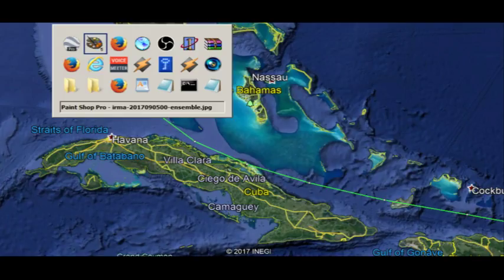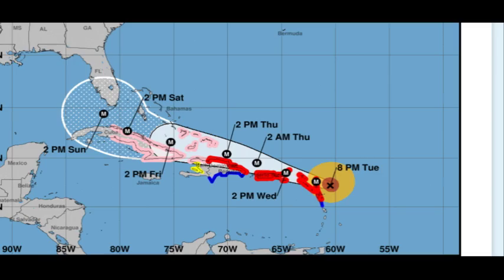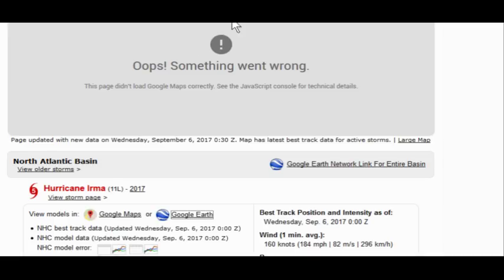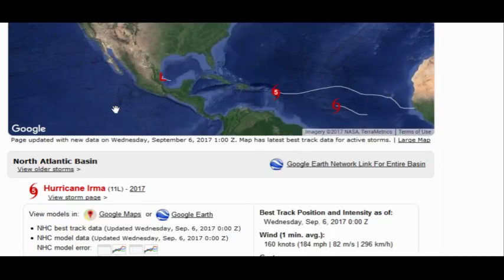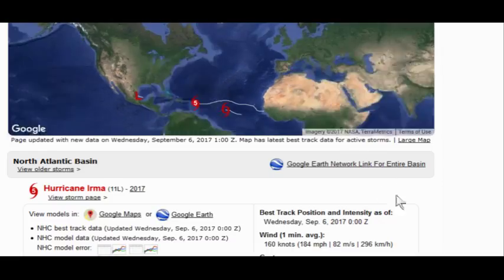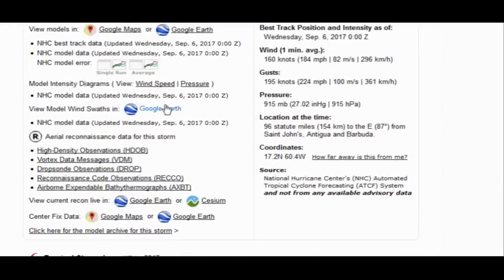And another thing that we can look at is some of the intensity data. Let me see if I can bring that up also. So that's the only downside right now. We are still guessing on the track, and as you can see, there is still a lot of uncertainty on that track. I'm going to take a look at the model intensity diagrams, and I'm going to look at it in terms of pressure.